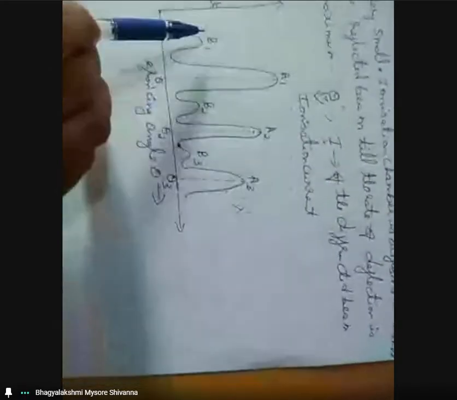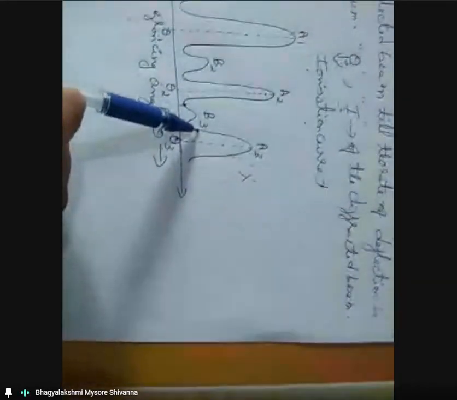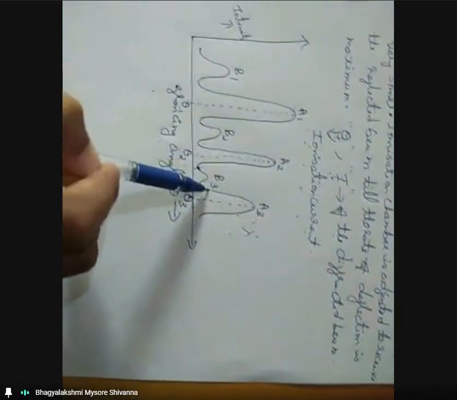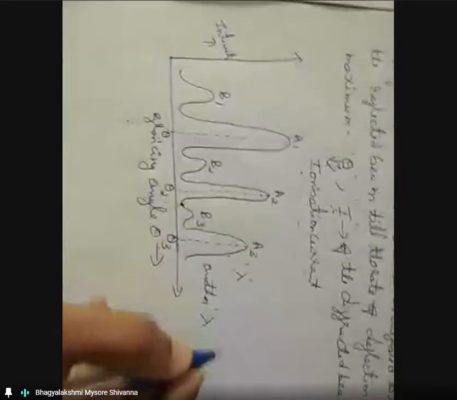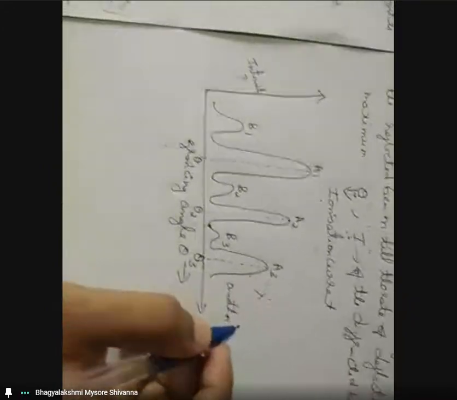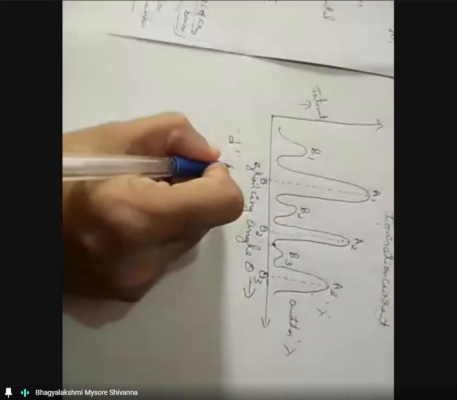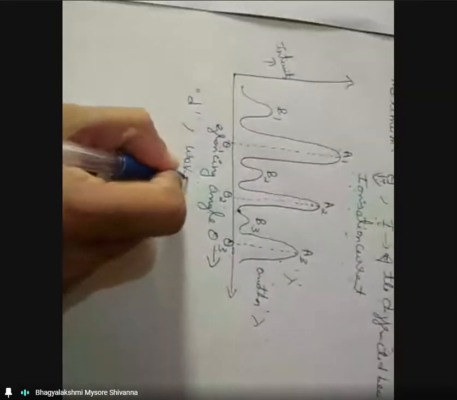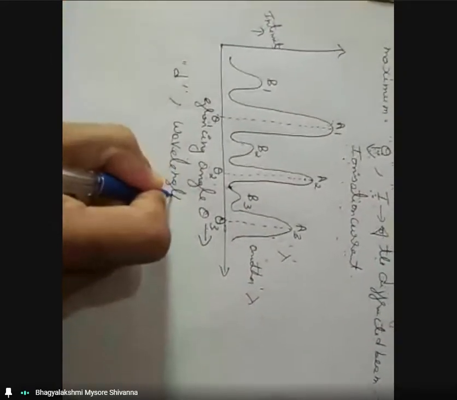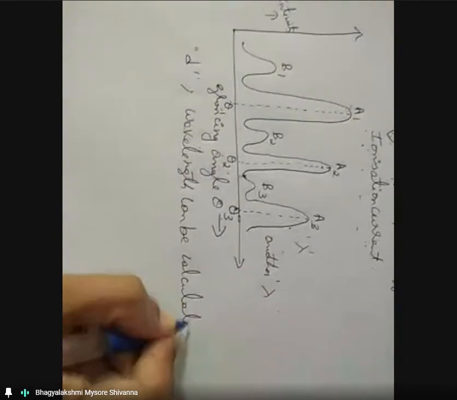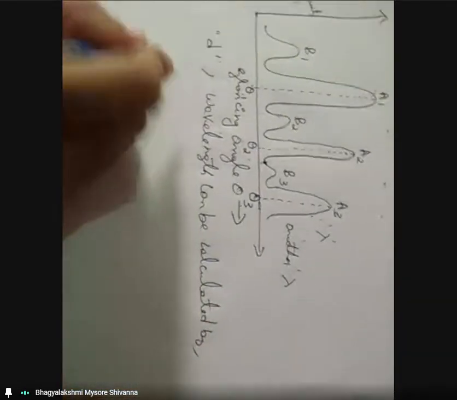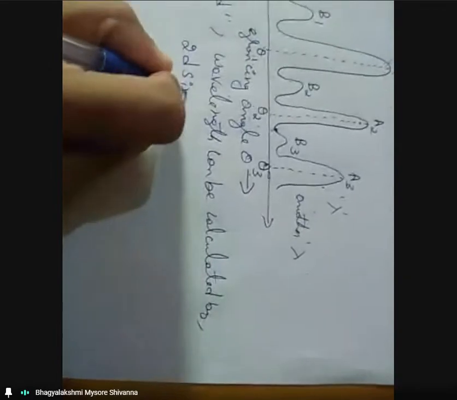B1, B2, B3 correspond to the first, second, third order reflections for another wavelength. So if d is known, then the wavelength can be calculated by using the equation 2d sin theta equals n lambda, Bragg's law.